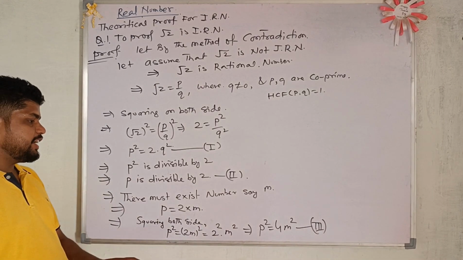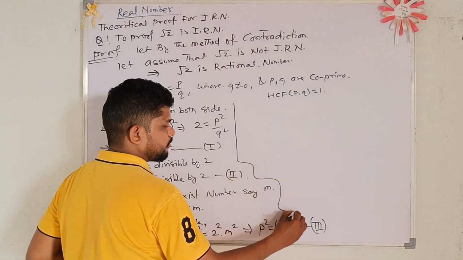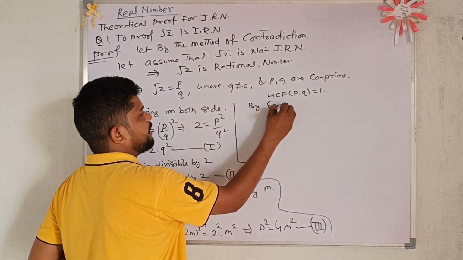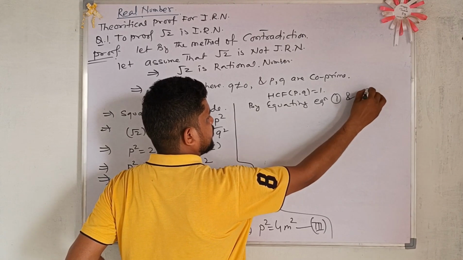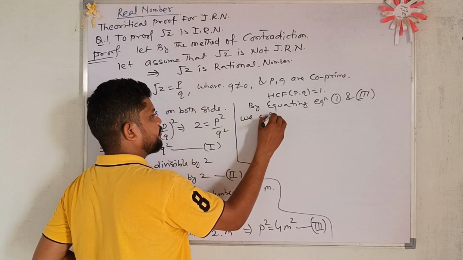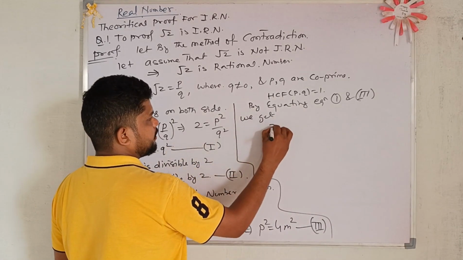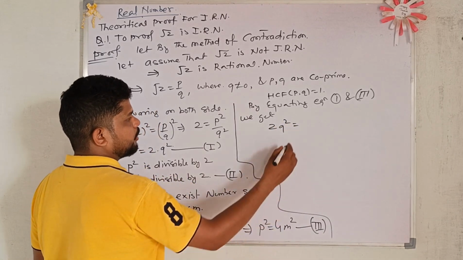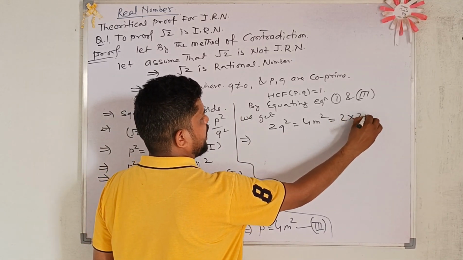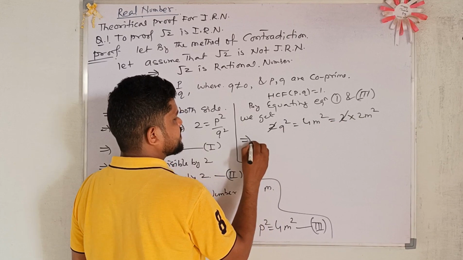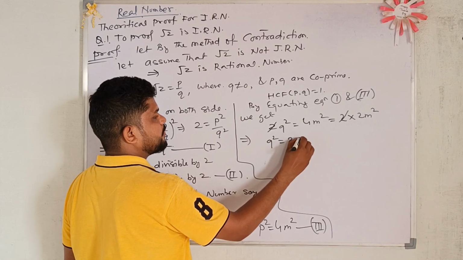Okay. Now we will equate equation number 1 and equation number 3. By equating equation 1 and 3, we get 2q square equals 4m square. Here we can take 2 into 2m square, so this 2 and this 2 will get cancelled out. What is remaining is q square is equal to 2m square.